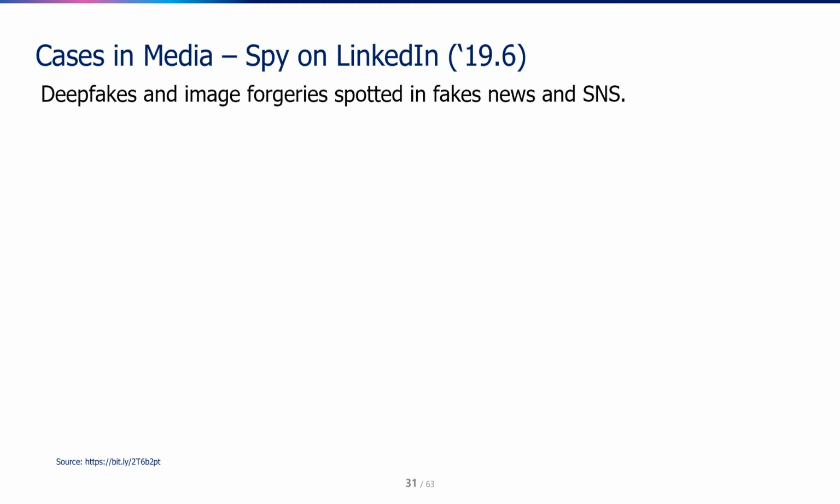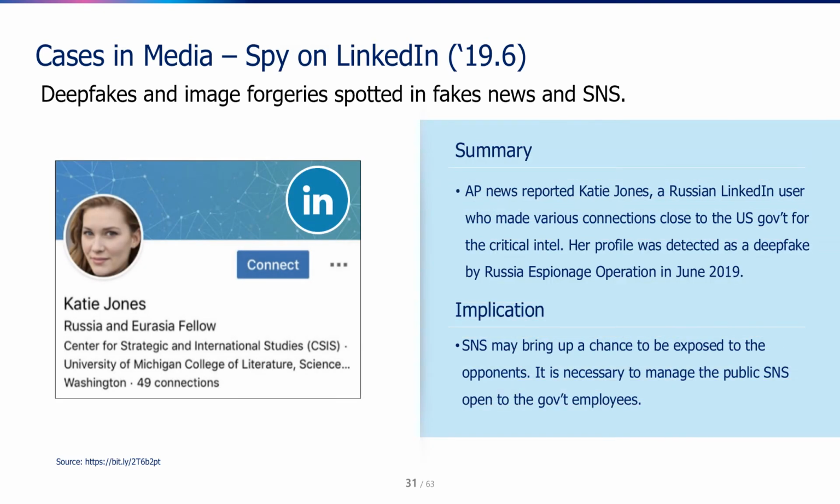Next is the case of Katie Jones on LinkedIn, a Russian LinkedIn user based in Washington, D.C., United States. She was a 30-something intellectual who had a prestigious job at a top think tank organization and made various powerful connections close to the U.S. government officials for critical intelligence. However, Jones was detected as a part of online spy operations, and her profile picture was a deepfake image, as reported by the AP News.